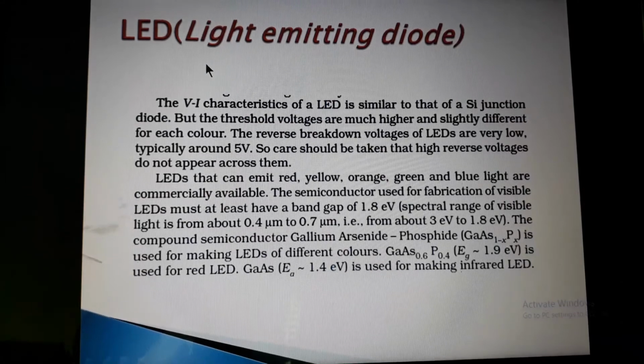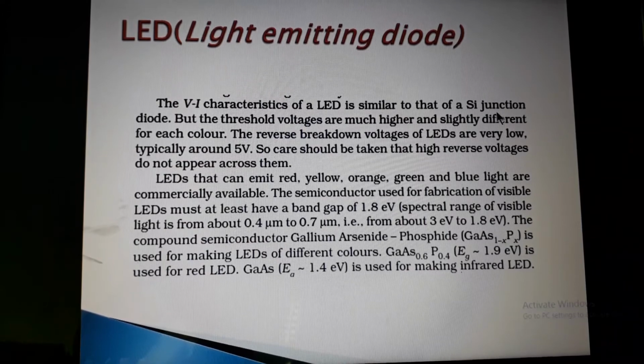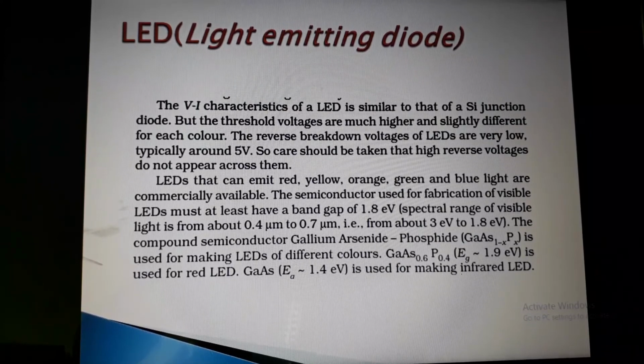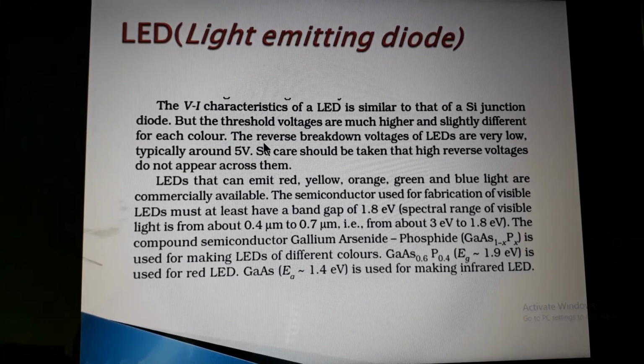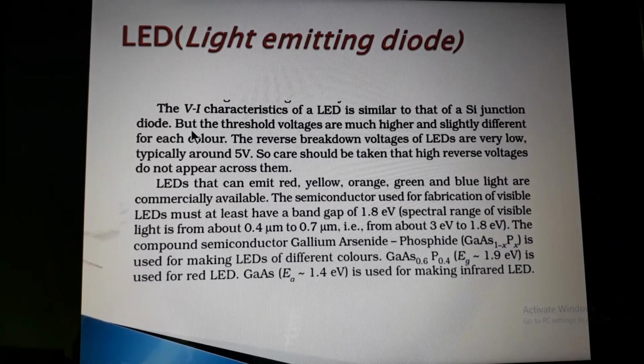Now next one is LED. LED means light emitting diode. The VI characteristics of an LED are similar to those of a silicon PN junction diode, which I have already explained, where I covered the cut in voltage and breakdown voltage. So the VI characteristics of an LED are similar to a silicon junction diode, but the threshold voltages are much higher and slightly different.